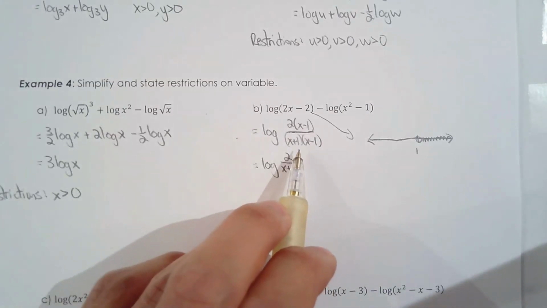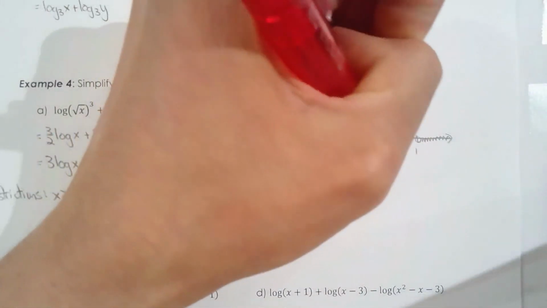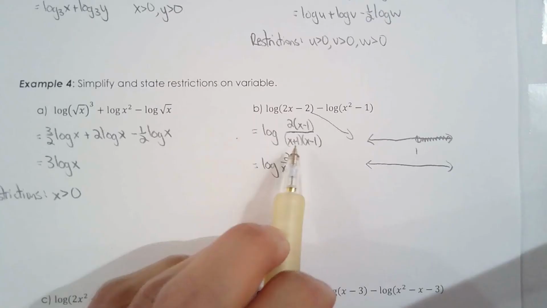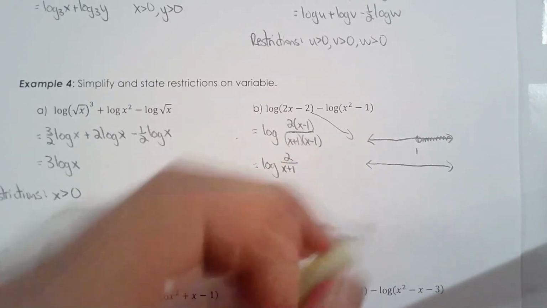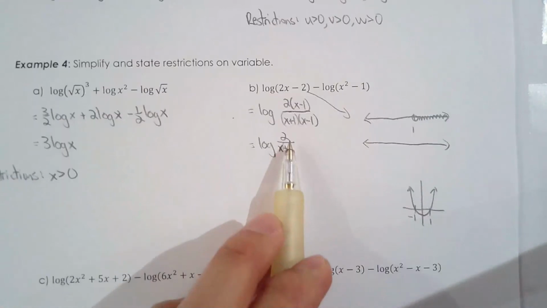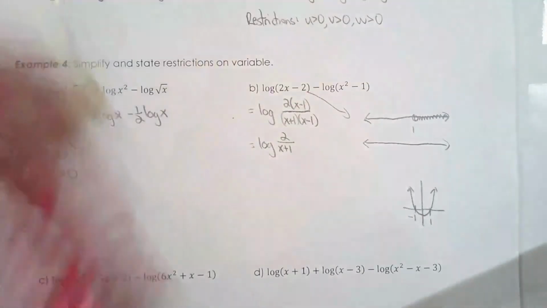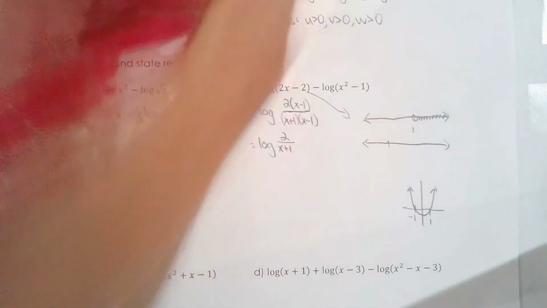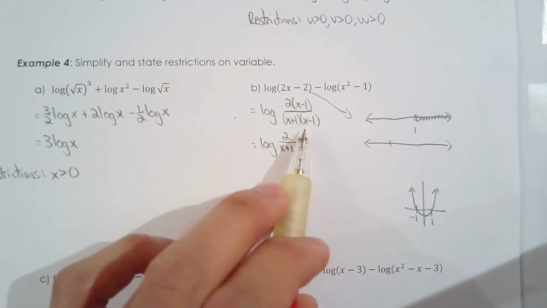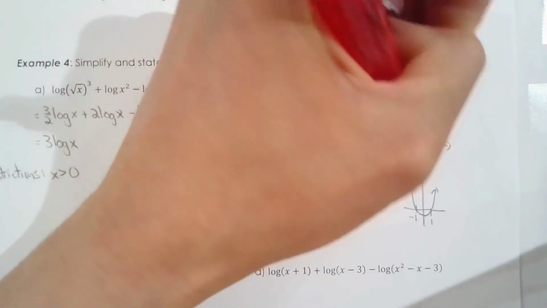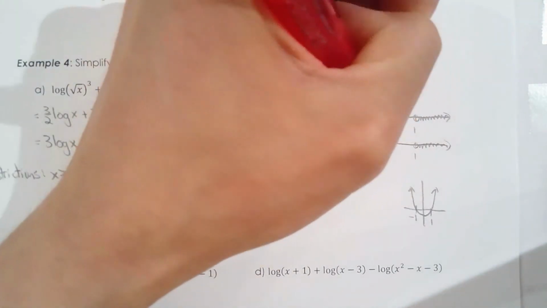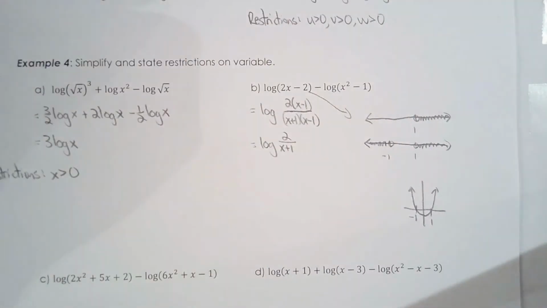But what about the denominator? That one's a little trickier, because you have a quadratic. What you can do is think of the parabola. Let's add a diagram for ourselves. That parabola is opening up and has x-intercepts at -1 and 1. So if you look at the parabola, this product will be greater than 0 when x is greater than 1 or when it's less than -1.